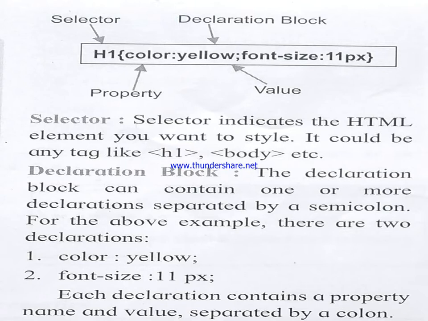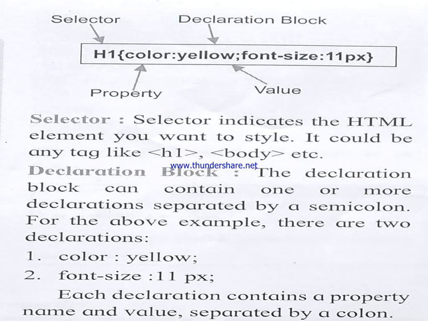Now CSS has three types. That means you can apply CSS by using three various methods. The first method is inline CSS, second is internal CSS, and third is external CSS. So what is the meaning of inline CSS?